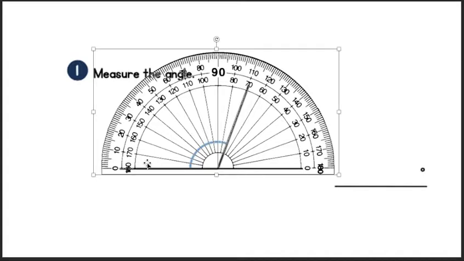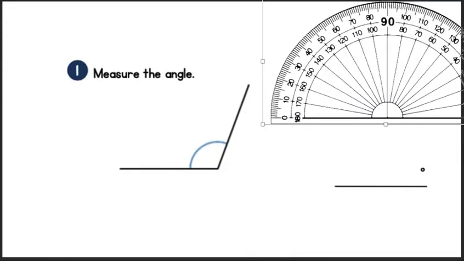Like so. And then you're going to count up, so 0, 10, 20, 30, 40, 50, 60, 70, 80, 90, 100, 110. And can you see how I skipped from 90 and then carried on along the top? So this angle is 110 degrees.